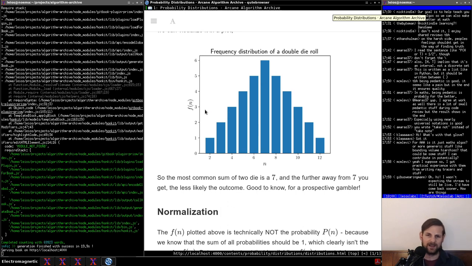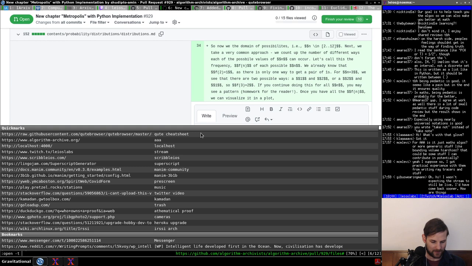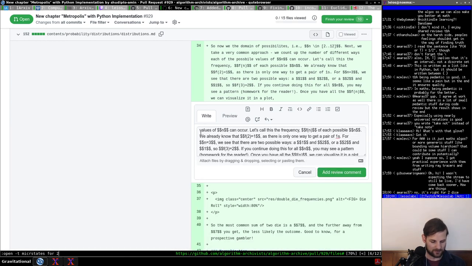This is a genuine question. Isn't this supposed to be more Gaussian-like? Am I just dumb? Why is this not Gaussian? Two dice rolls. Microstates for two dice rolls. Interesting. So that's me just not knowing.